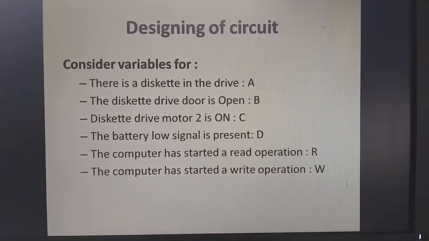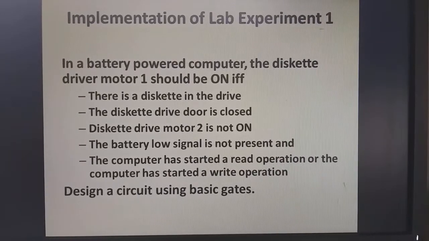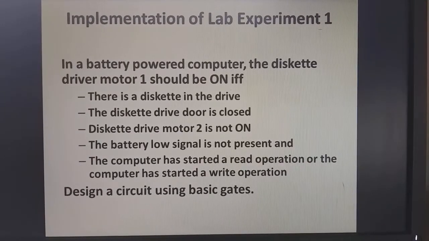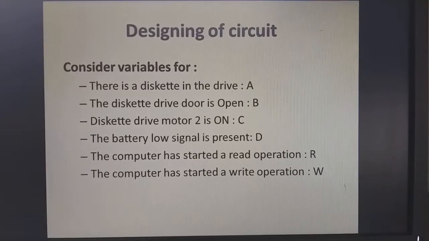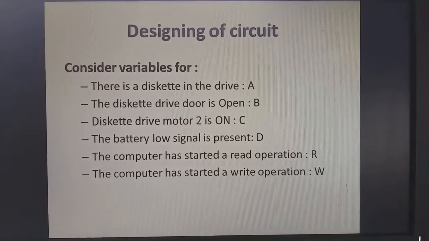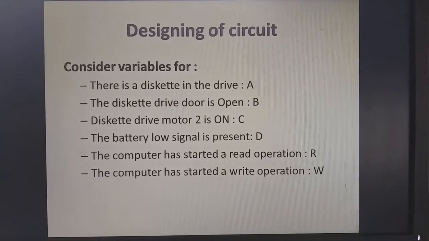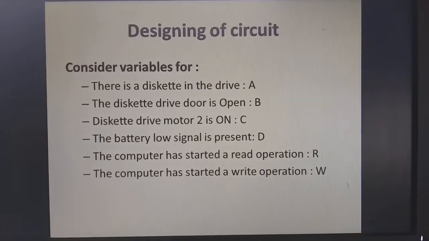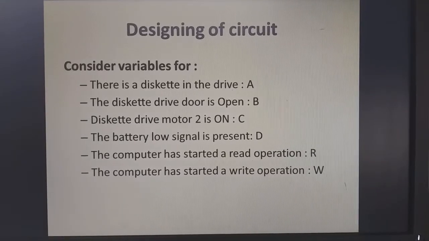So according to the experiment as shown here, there are 6 conditions to be satisfied. For every condition we need a variable, and those variables are listed here. There is a diskette in the drive, let us indicate that as A. The diskette drive is open, let us indicate by B. The diskette drive motor 2 is on, that is C. Battery low signal is present, D. Computer has started the read operation by R. Computer has started the write operation, let us indicate by W.